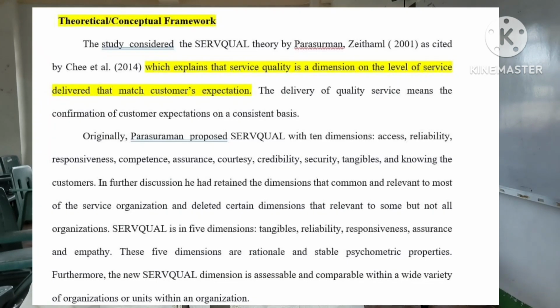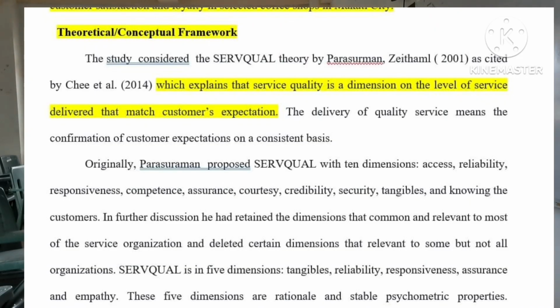Next naman natin is theoretical conceptual framework. Pag sinabing conceptual framework or theoretical framework, maghahanap tayo ng teorya na gagabay or tutulong dun sa study natin. So sa study natin na corporate brand image, customer satisfaction, saka loyalty, ang teorya na ginamit ng writer dito is Serve-Qual Theory by Parasurman, 2001, as cited by Chi 2014.